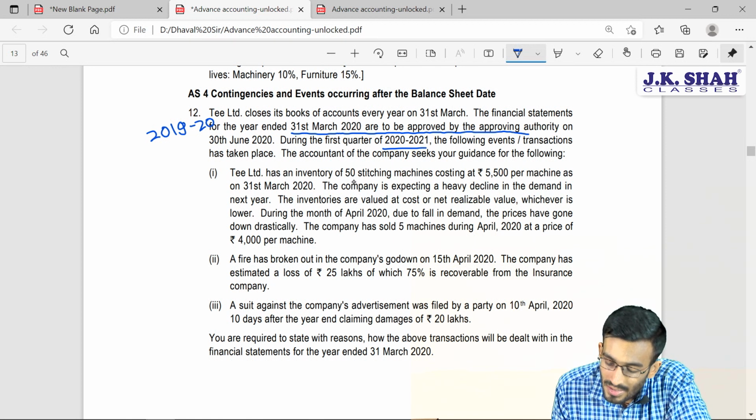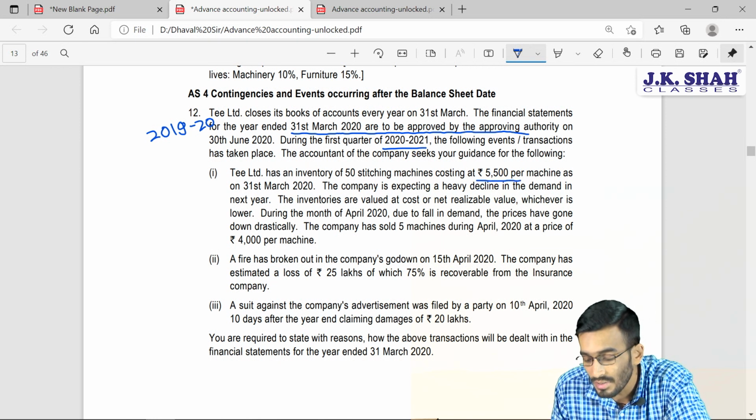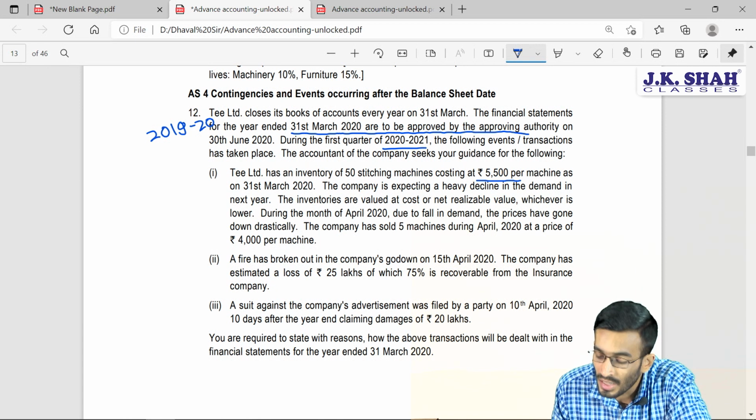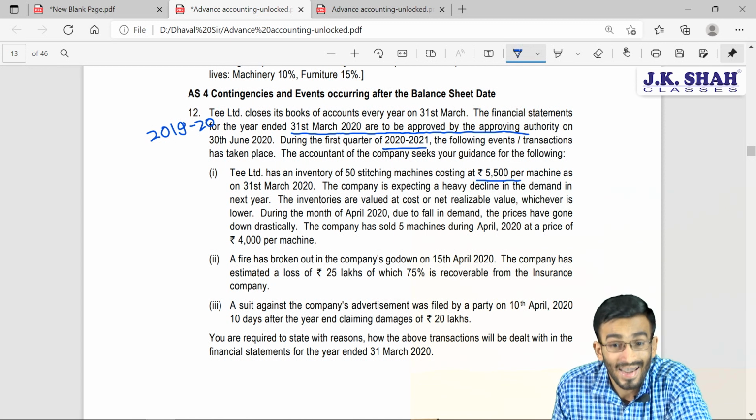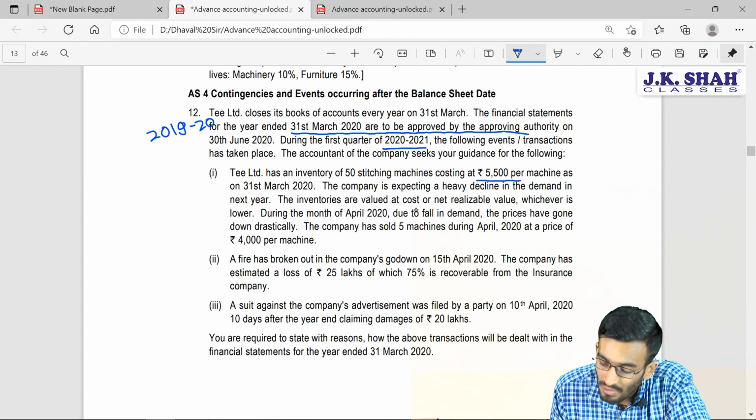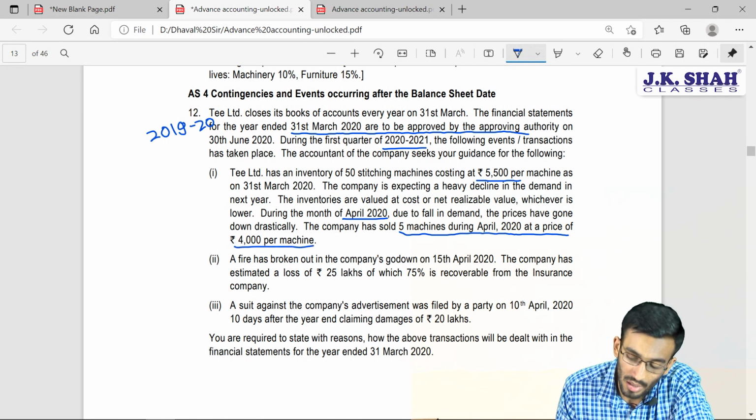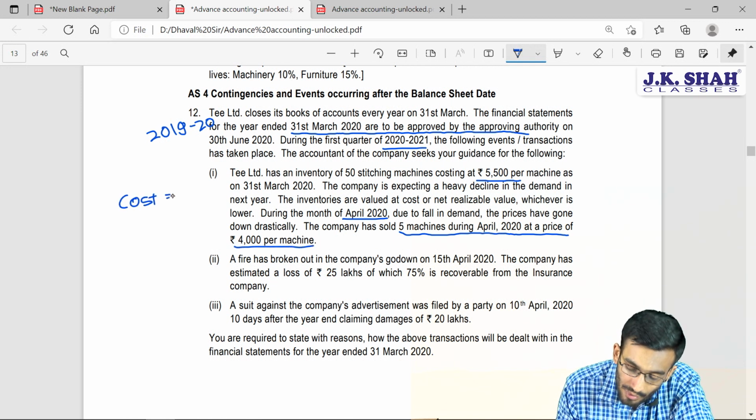First, T Limited has an inventory of 50 stitching machines costing 5,500 per machine as on 31st March 2020. The company is expecting a heavy decline in the demand next year. It means they are saying that NRV will fall. The inventories are valued at cost or NRV, whichever is lower. During the month of April, due to fall in demand, the prices have gone down drastically as we discussed earlier. The company has sold 5 machines during April 2020 at a price of 4,000 per machine. So here the cost is 5,500, whereas the NRV of one stitching machine is 4,000.